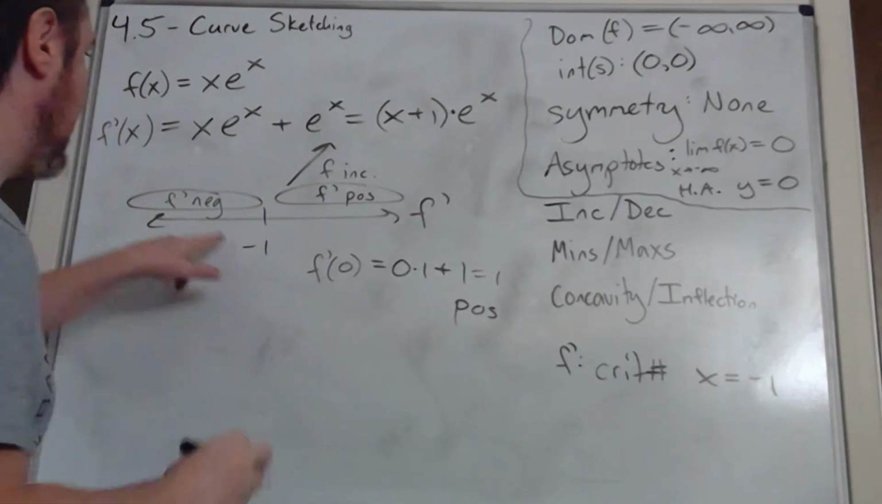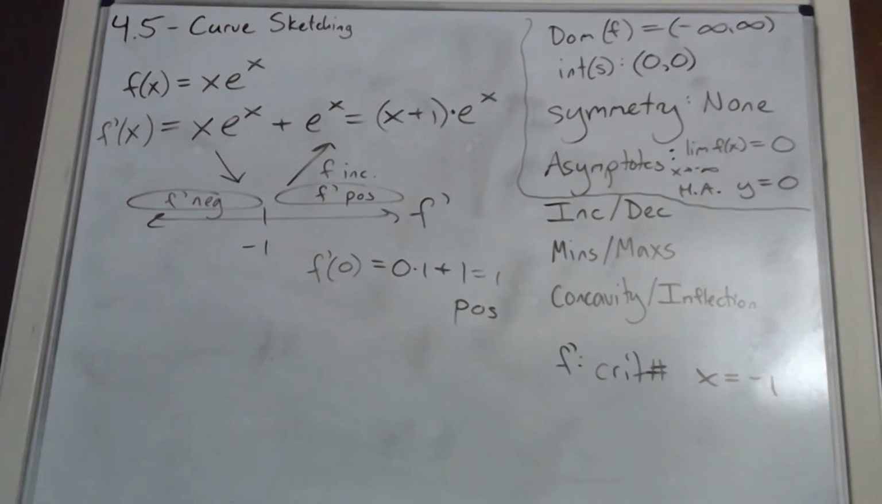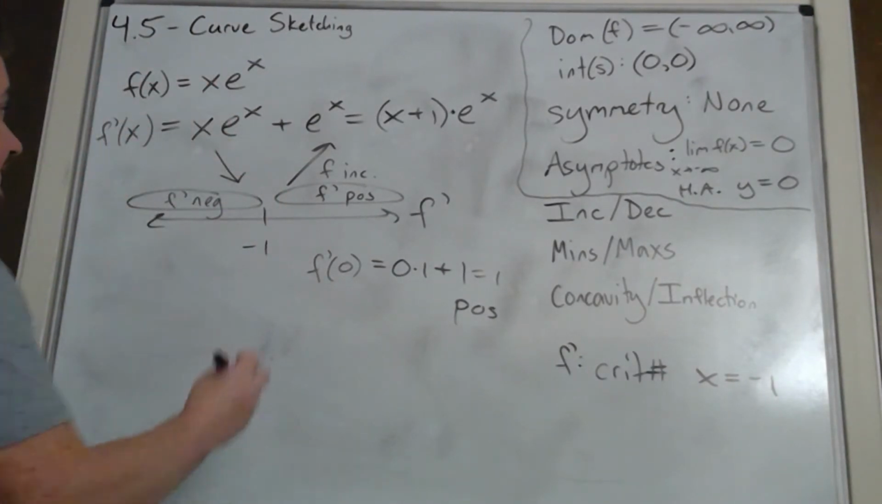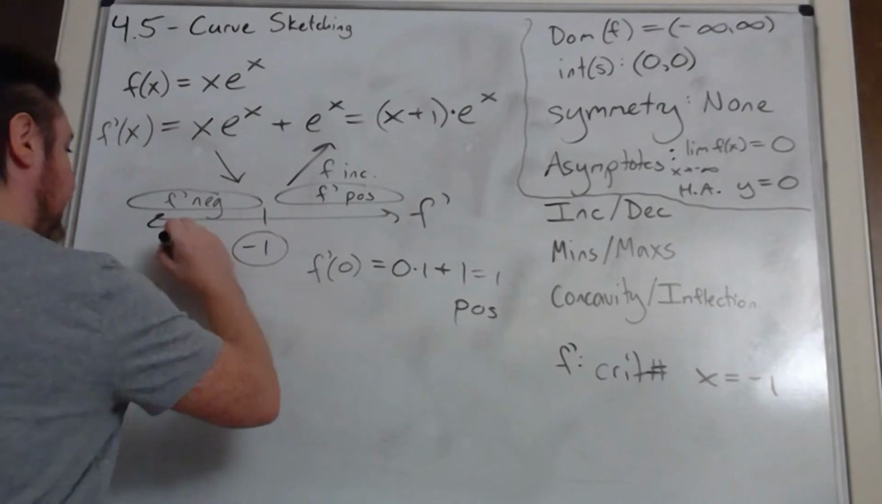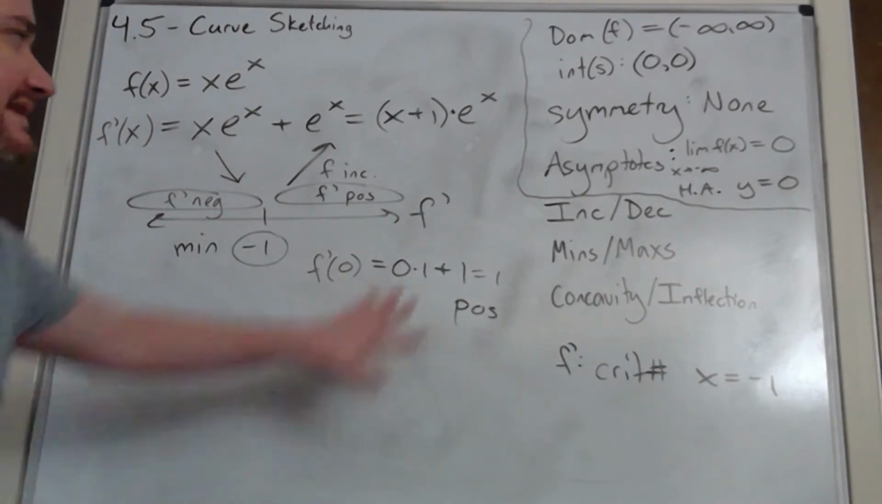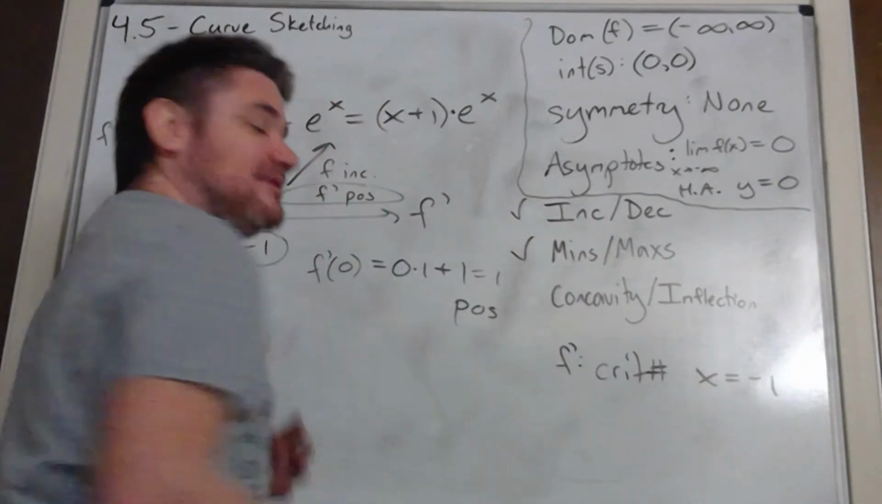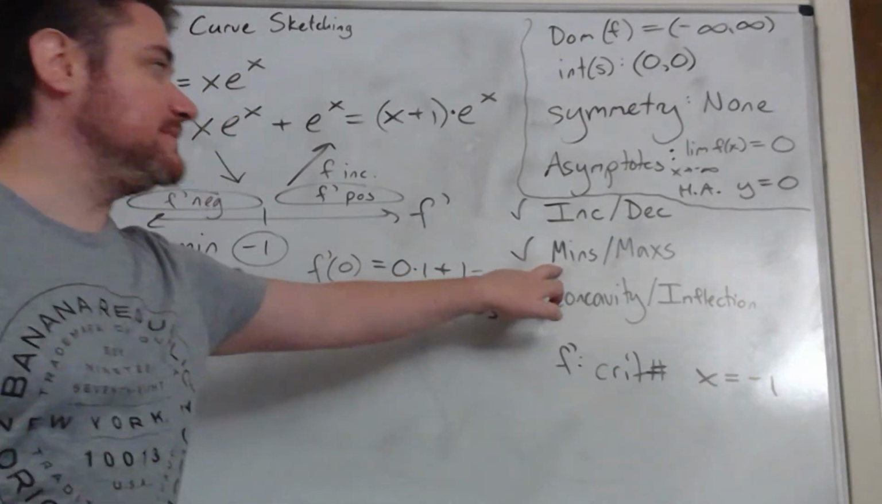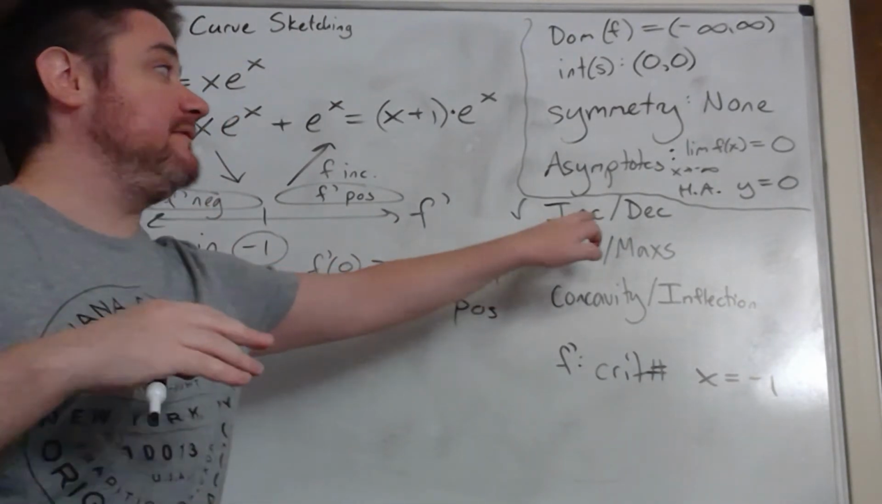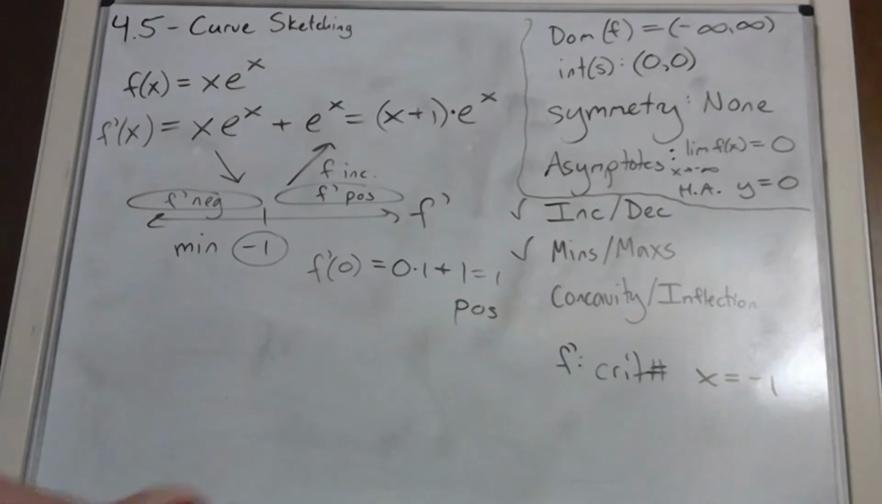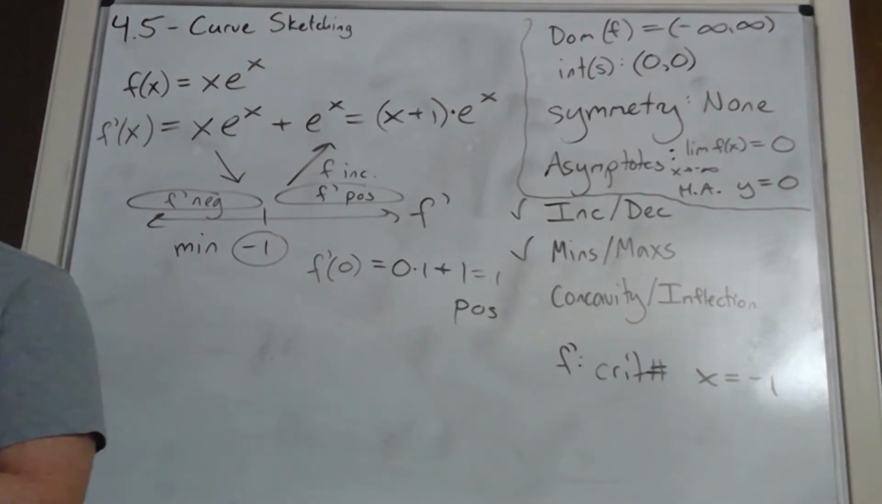Okay, so f prime is negative, function's decreasing. We found a minimum, right? We found a minimum right there. So we did accomplish basically these two steps simultaneously, right? You find minimums and maximums by considering the increasing or decreasing nature of the function.